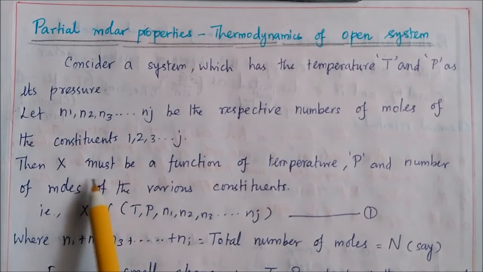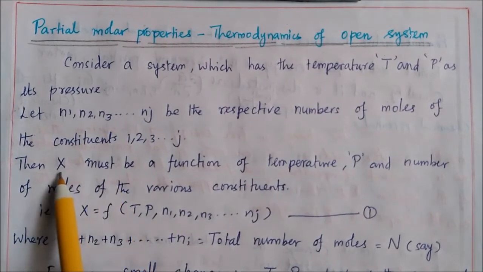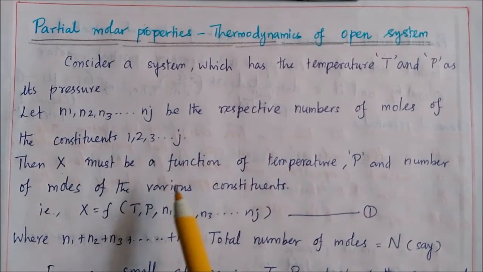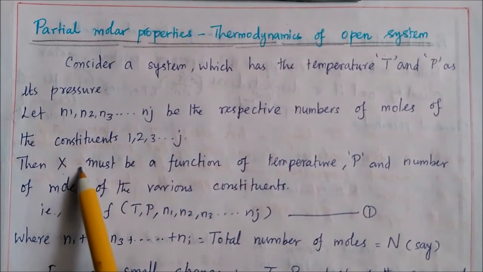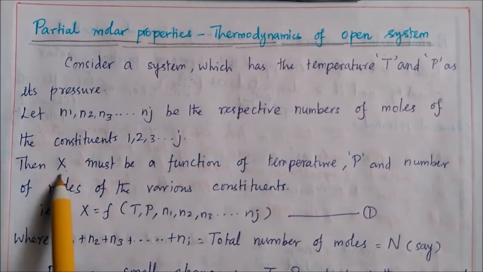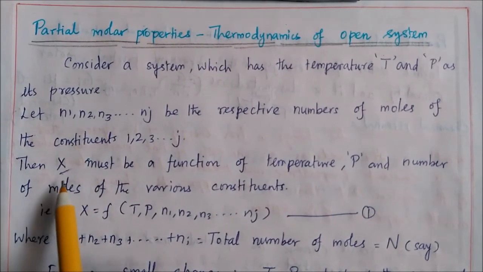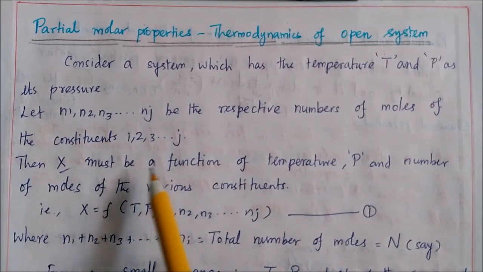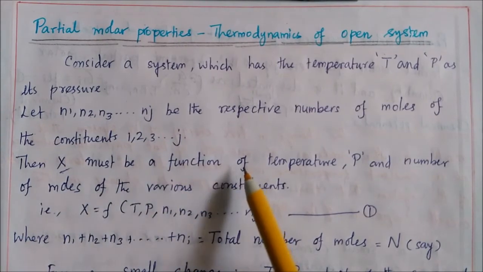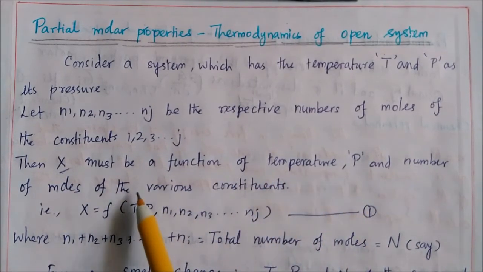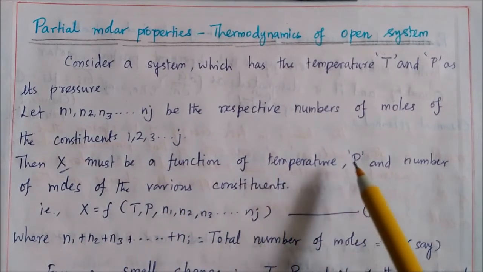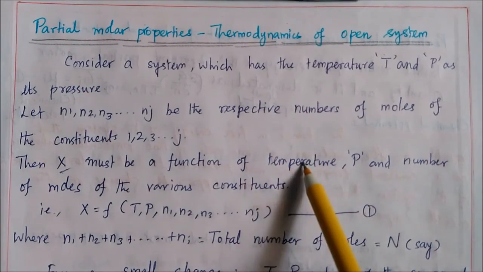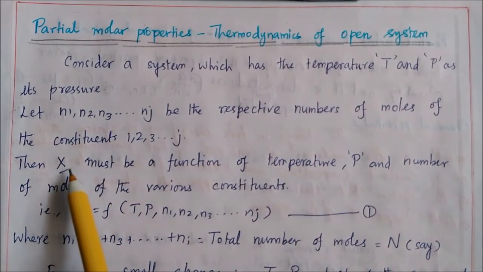Then x must be a function of temperature, pressure and the number of moles. Here x is a property, and x is an extensive property. What is an extensive property? One which depends upon the number of moles of the substance. So x must be a function of temperature, pressure and number of moles. When we change the number of moles, the pressure, or the temperature, definitely that will affect the total quantity.